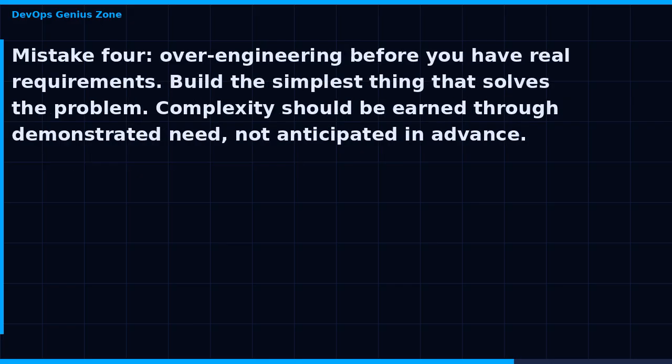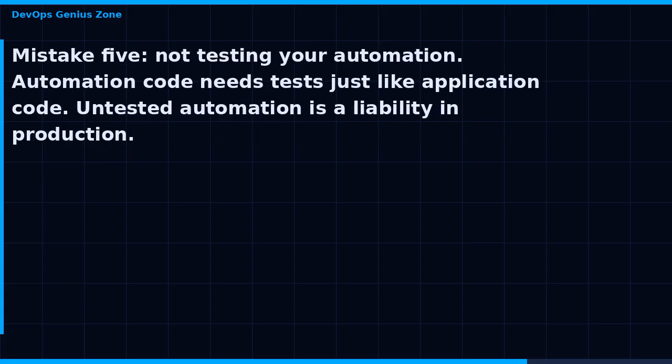Mistake 4, Over-engineering before you have real requirements. Build the simplest thing that solves the problem. Complexity should be earned through demonstrated need, not anticipated in advance. Mistake 5, Not testing your automation. Automation code needs tests just like application code. Untested automation is a liability in production.